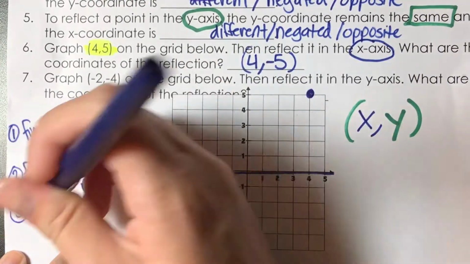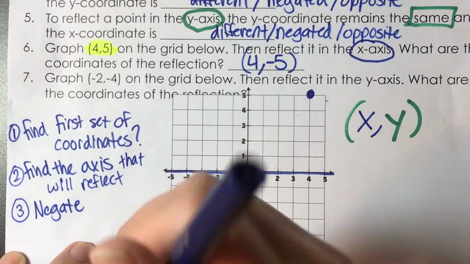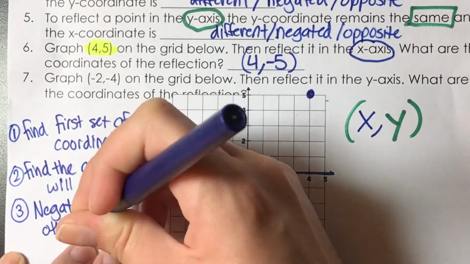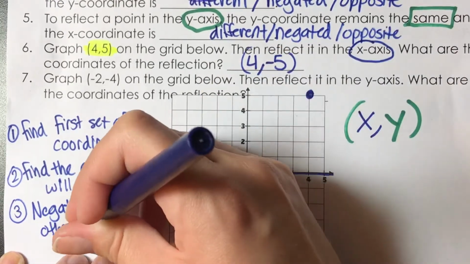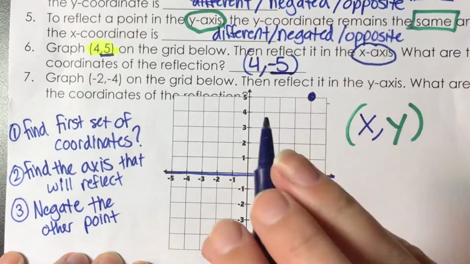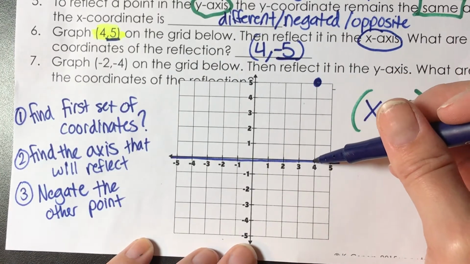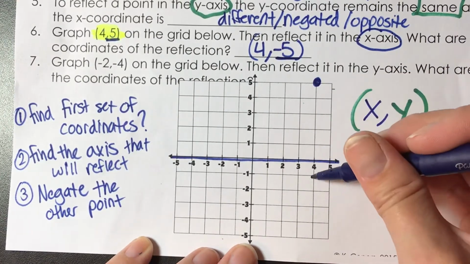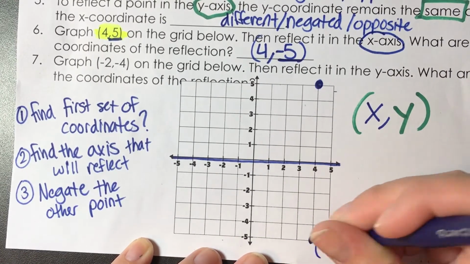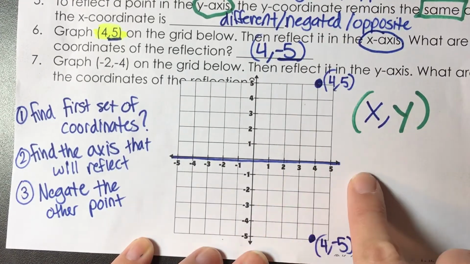Then negate the other point is what I want to say. So in this case, it was 5. I had to negate that and make it negative 5. So let's see if on the grid it proves my point. If I'm reflecting that exact number of spaces from the x-axis, I'm going up 5. Now I'm going to go 1, 2, 3, 4, 5. And look at that. That is positive 4, negative 5. Positive 4, positive 5. Those are reflections off of the x-axis.